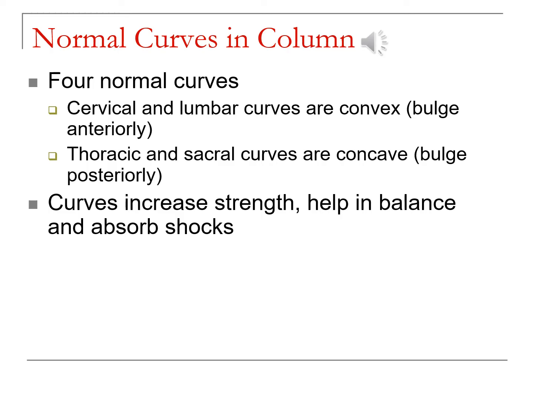The vertebral column is not straight, okay? It has curves, 4 in all. The cervical and lumbar curves are convex, bulging anteriorly, and the thoracic and sacral curves are concave, bulging posteriorly. Why are there curves? Because these curves increase strength, help in balance, and absorb shocks.